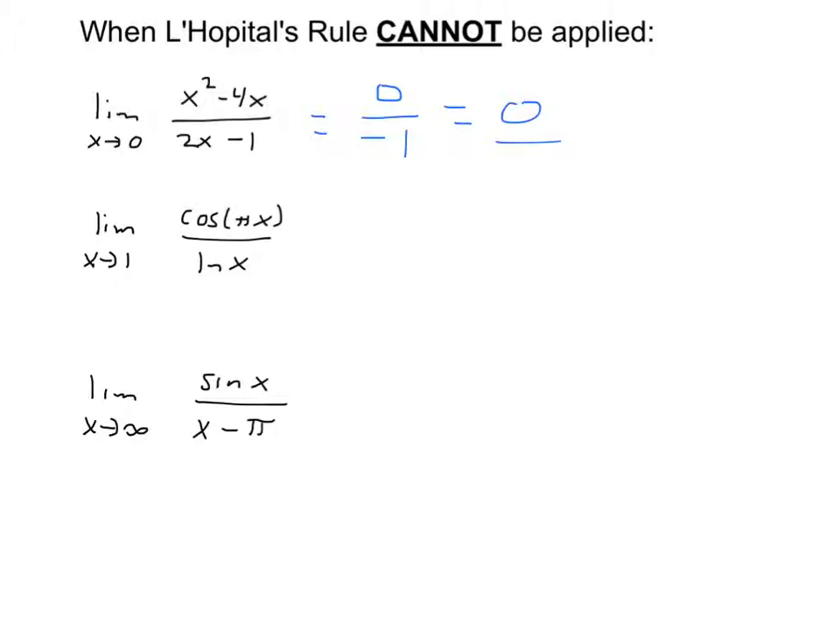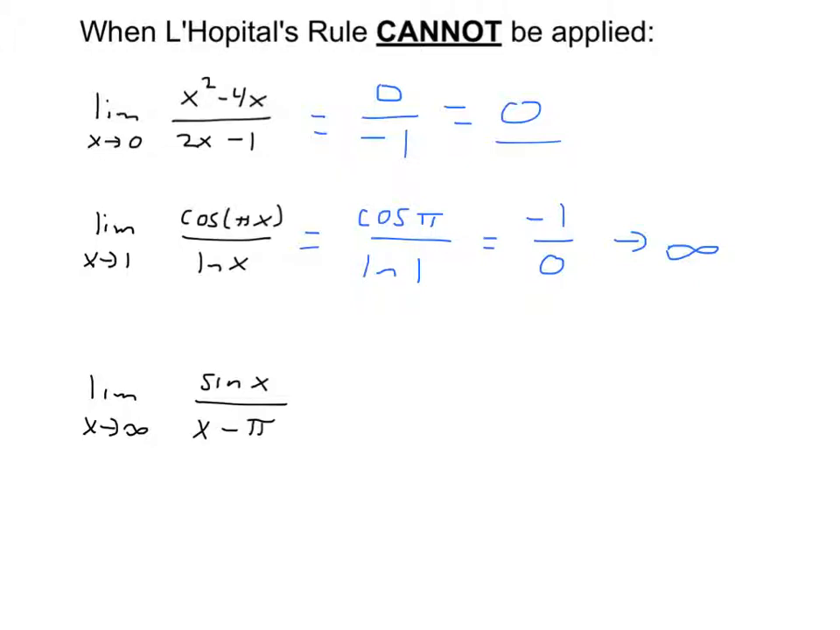limit as x approaches 1 of cosine pi x over the natural log of x. That one is, when I plug in 1, I get the cosine of pi over the natural log of 1, which is -1 over 0, since the natural log of 1 is 0. So in that case, that is not an indeterminate form. That is a constant over 0. So we can say that that limit actually does approach positive or negative infinity.